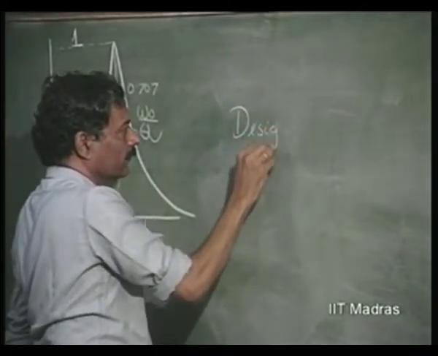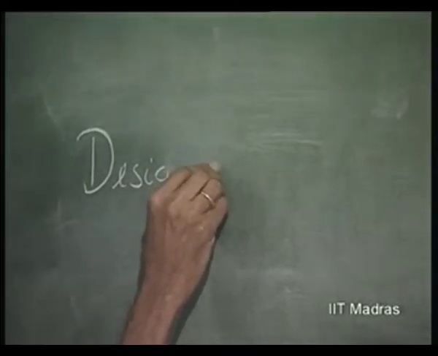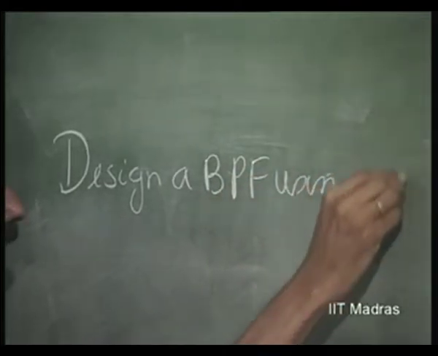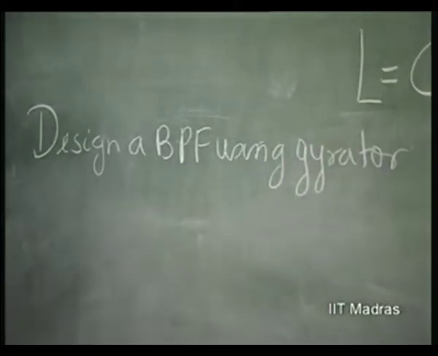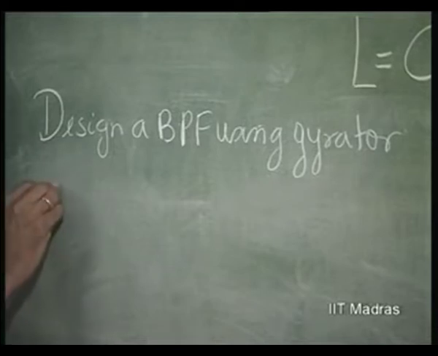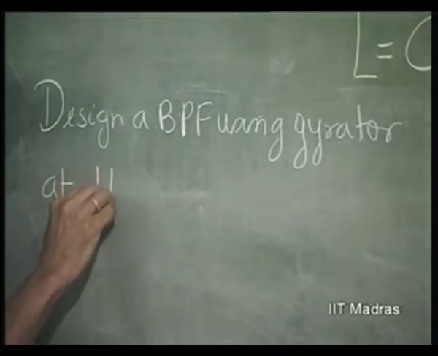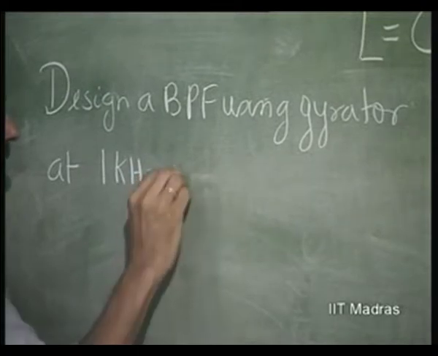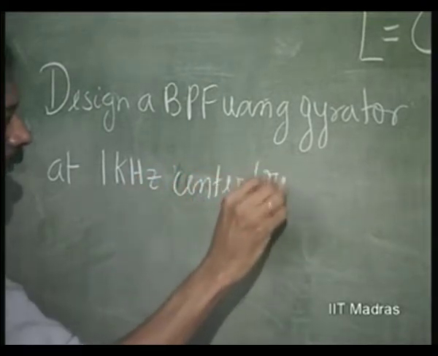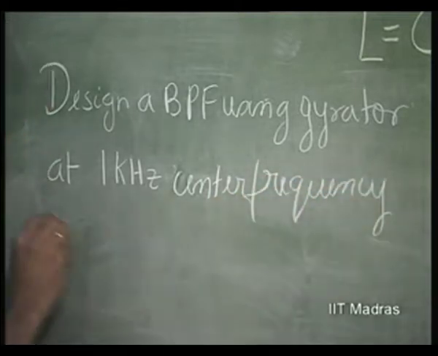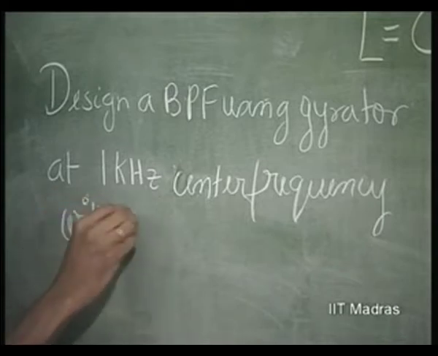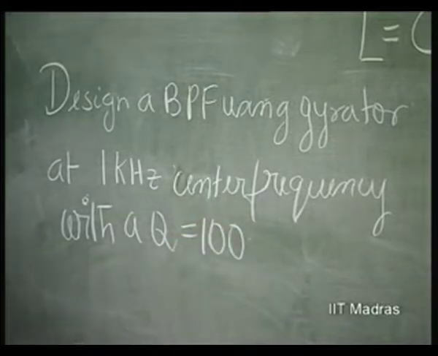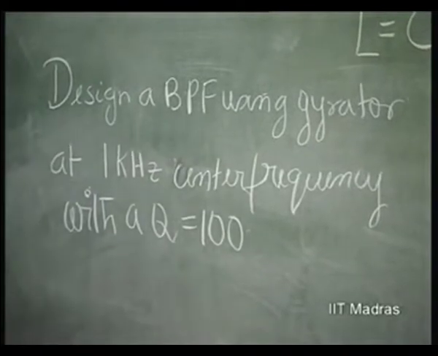Design a band pass filter using gyrator at 1 kilohertz center frequency with a Q equal to 100. So, how do we proceed with this?